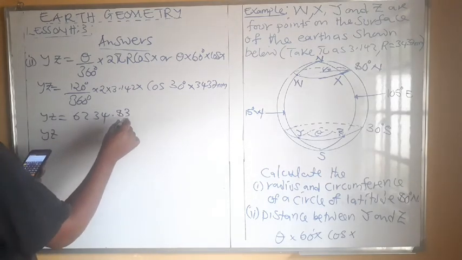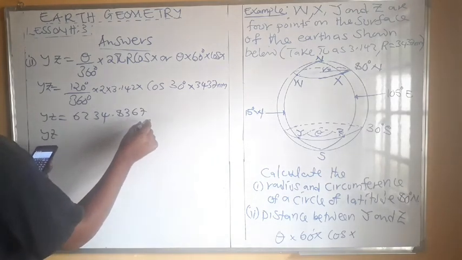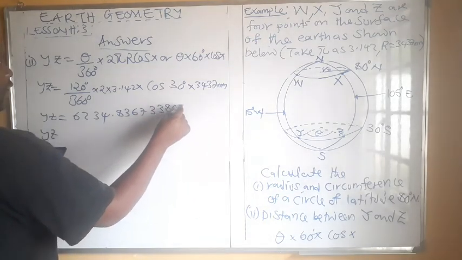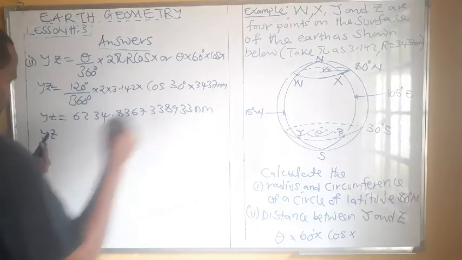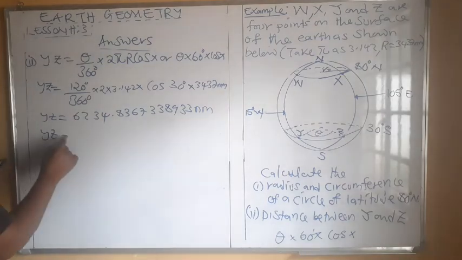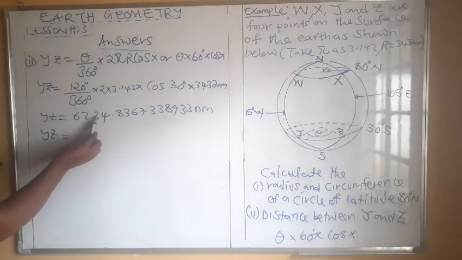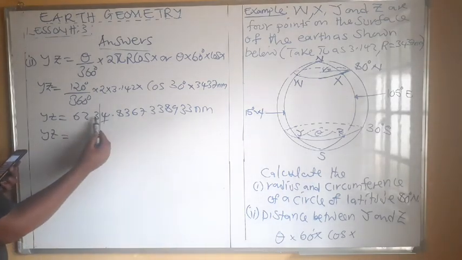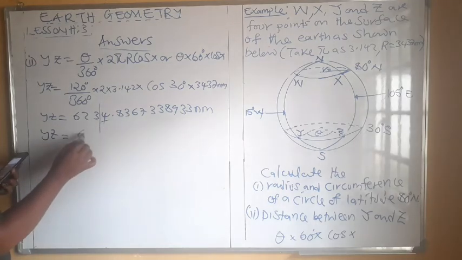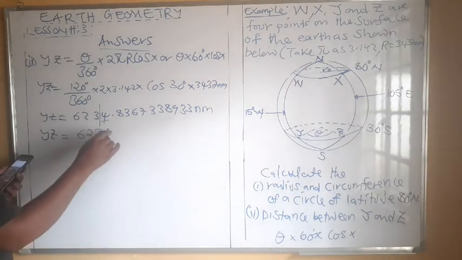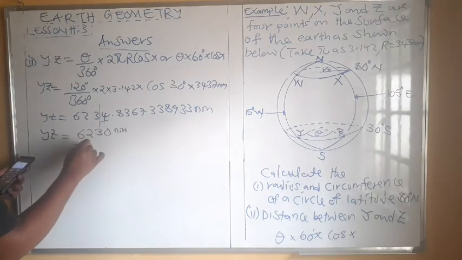6234.83 67 33 89 and 33. Okay, this is the distance between Y and Z in nautical miles. So we can round it off to 3 significant figures. So say 1, 2, 3. Cut the line and consider this number as 0 because it's less than 5. So 0 plus 3 is a 3. I've got 6, 2, 3. There's one digit before the point, I'll add a 0. Alright? Nautical miles. This is the answer.